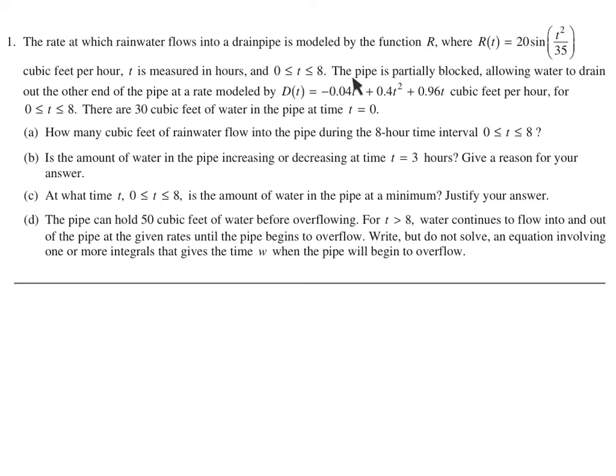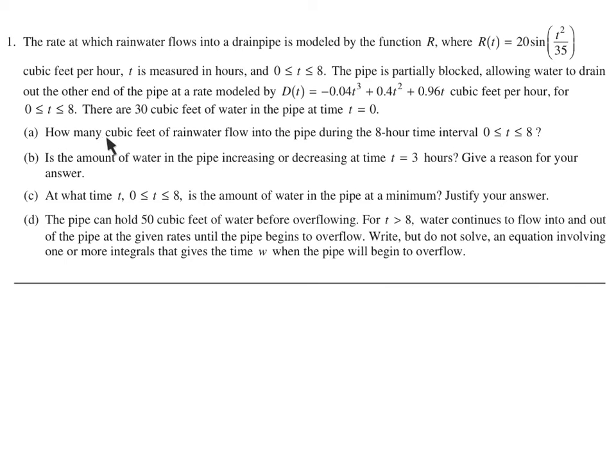pipe. The pipe is partially blocked, allowing the water to drain out of the other end of the pipe at a rate of D, drain out. So this is how it's draining out. This is the rate at which it's coming in. Can you catch that? This is rate in, this is rate out, draining, D, R for rate coming in. 0 to 8 again. There are 30 cubic feet of water in the drain pipe at time 0.